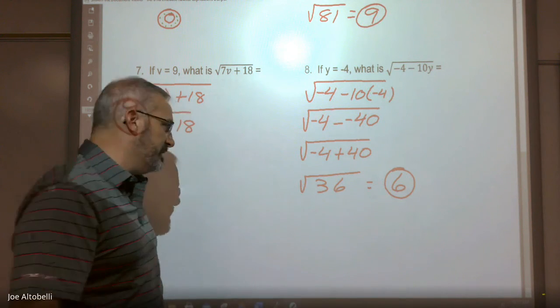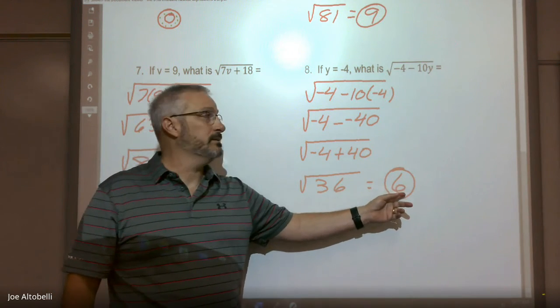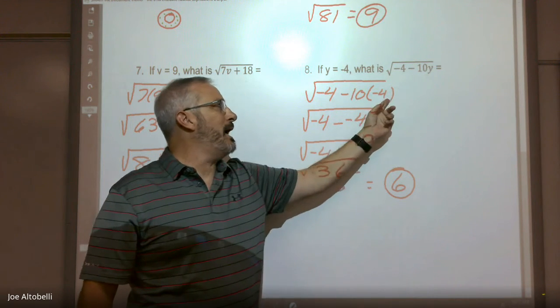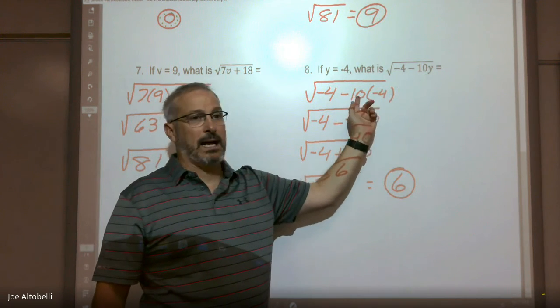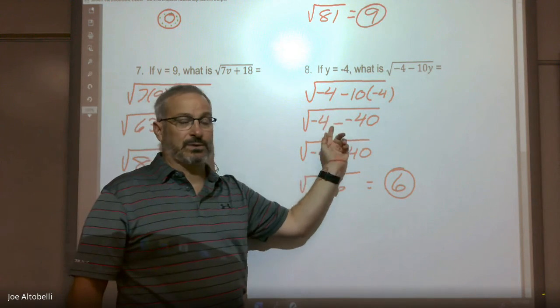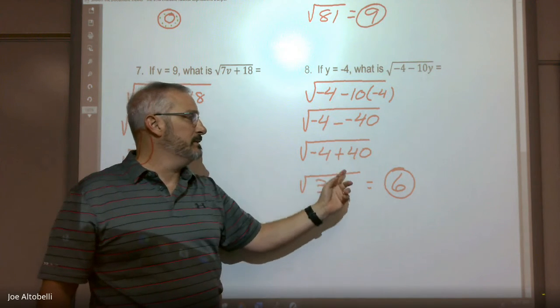Six times 6 is 36. So the square root of 36 is 6. Substitute your value in for y. Again, remember I multiply before I subtract. Now here I'm subtracting a negative, so I'm going to rewrite that as adding a positive.